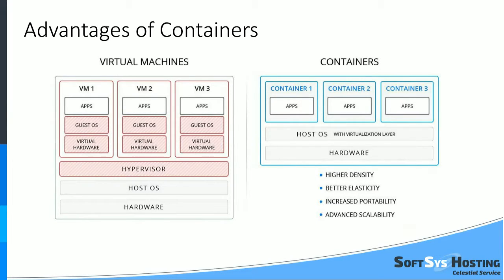Because of lower requirements of hardware and software resources, containerized technology helps to achieve higher density. That is, you can have more containers on the same hardware. You have better elasticity, so you have an option to easily scale without downtime. You have increased portability. You can quickly move containers. And lastly, there is advanced scalability, so you can automatically scale up and scale down.